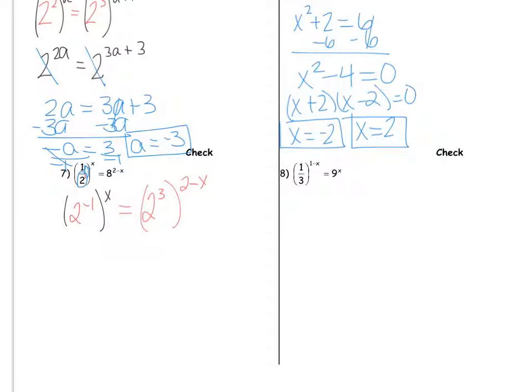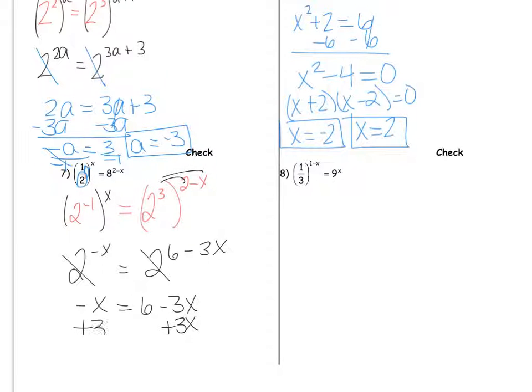So negative 1 times x is negative x. 3 times 2 is 6. So 2 to the 6 minus 3x. Now I have the same bases. I can cross them off. So negative x equals 6 minus 3x. Add 3x on both sides. I get 2x equals 6. Divide by 2. X is equal to 3.